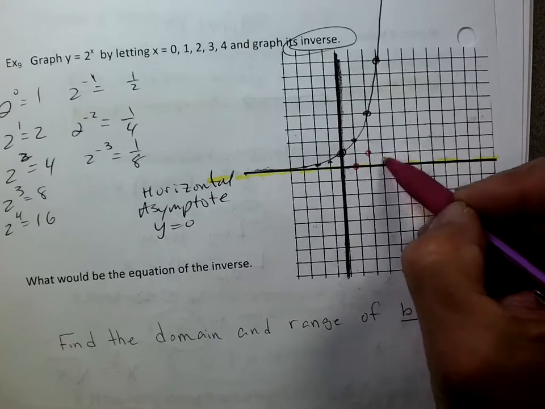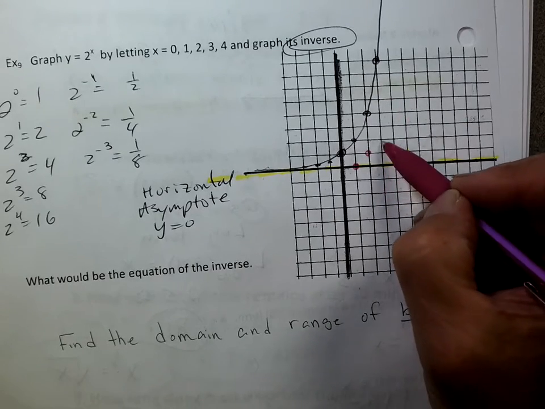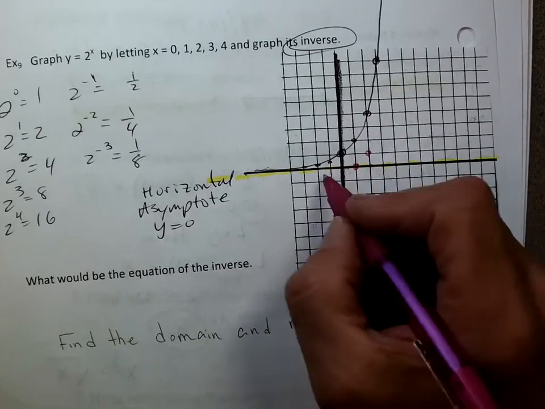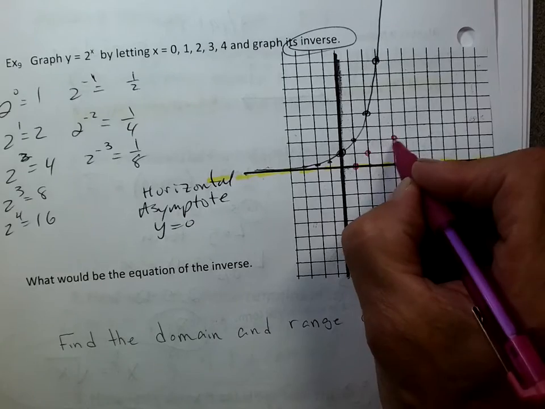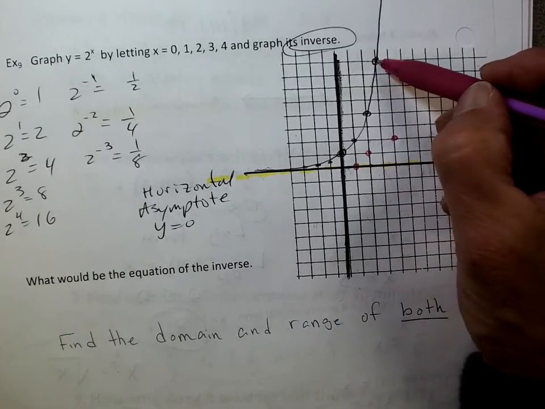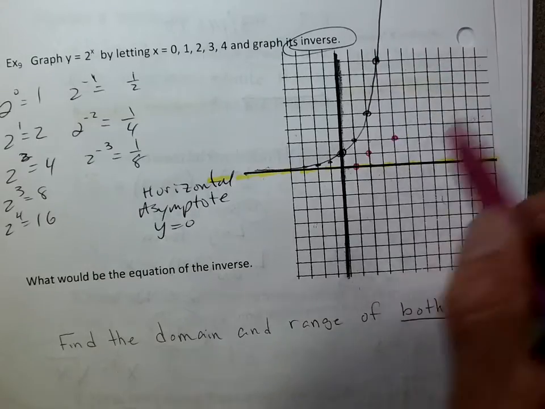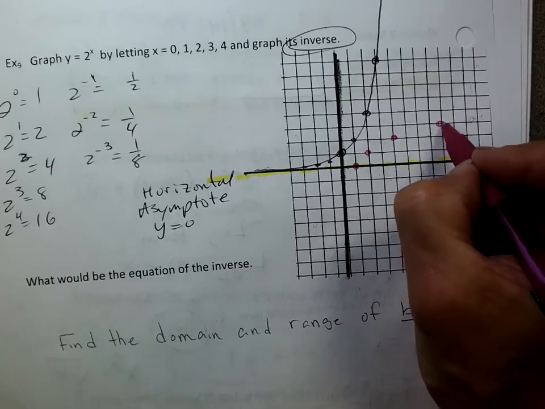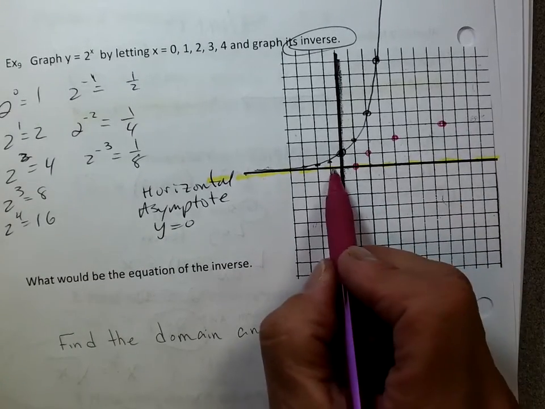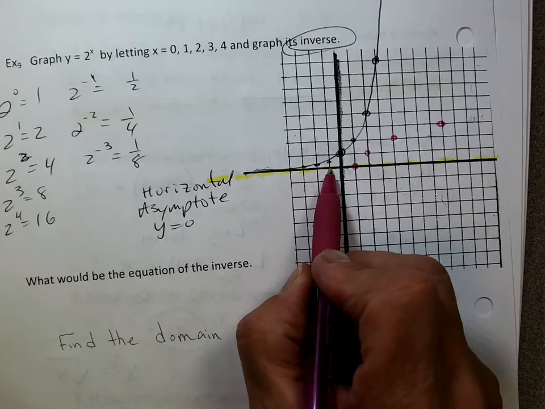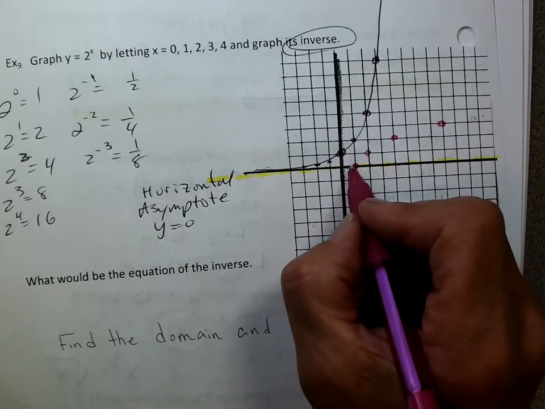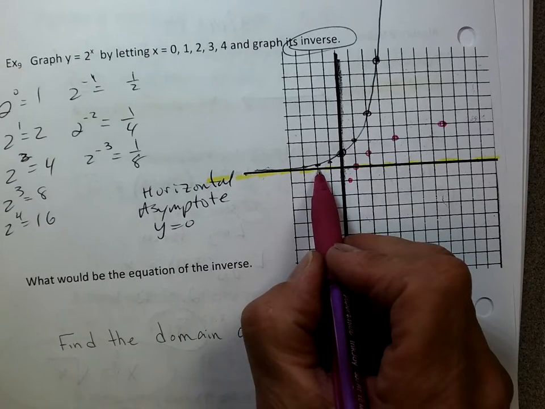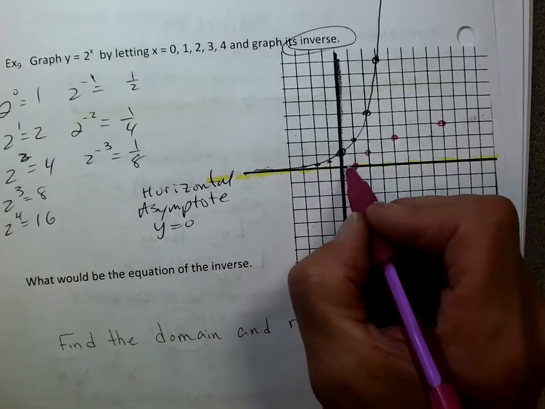This one is at 2, 4. Its inverse is going to be 4, 2, right? This point's at 3, 8. Its inverse is going to be at 8, 3. Now, this point is at negative 1, 1/2. Its inverse is going to be at 1/2, negative 1. This point is at negative 2, 1/4. Its inverse would be at 1/4, negative 2.